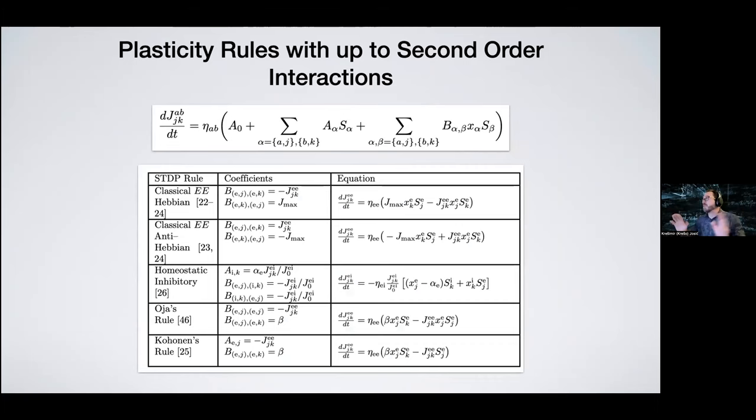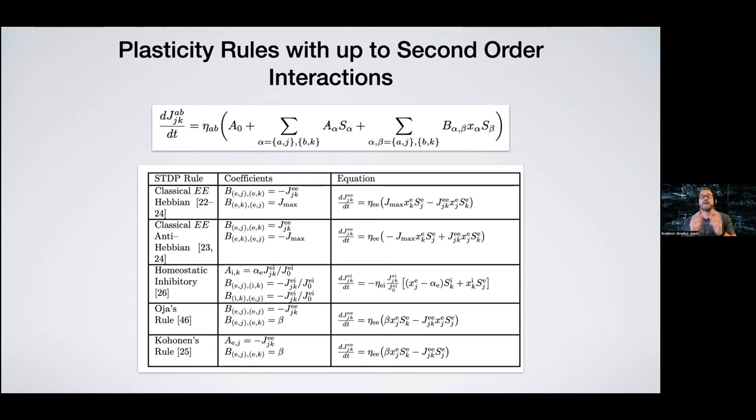I don't want you to read all this. This is actually unimportant, but this is the way you can define these coefficients, if you care about a particular rule you want to read it. But I don't expect you to read and understand this in a couple of minutes. The main point is that, for instance, the classical Hebbian, the classical anti-Hebbian, the homeostatic inhibitory rule that we talked about before, Oja's rule, which is another famous rule, and Kohonen's rule can all be put into this abstract mathematical form. So all these different rules that have appeared in different papers over many decades, some of which have been verified in biological systems, can be put into this particular framework.